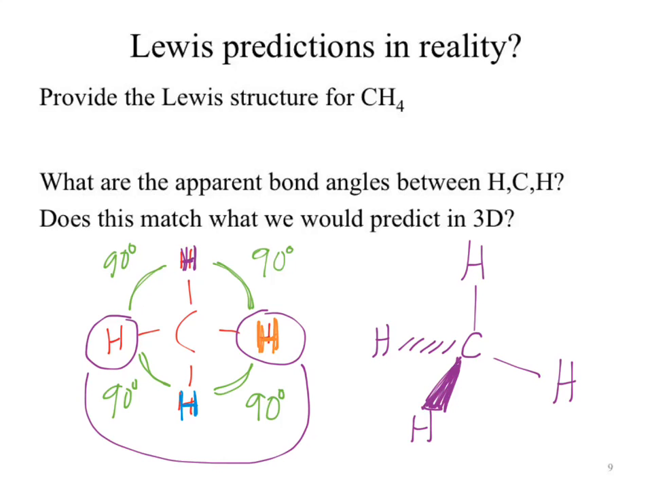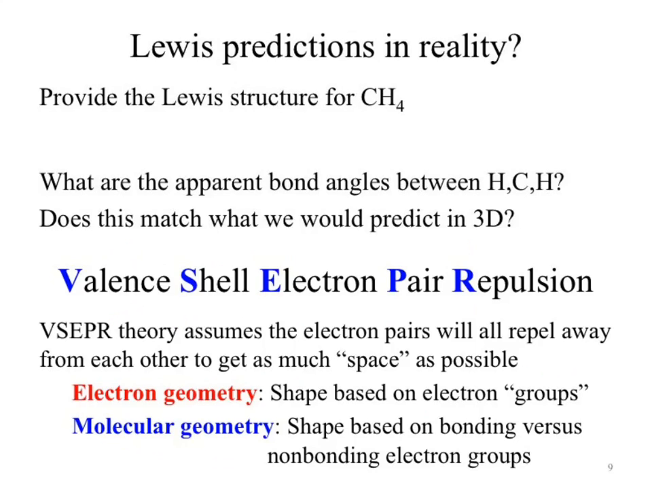So VSEPR theory goes through and explains the shapes of molecules based on how the valence shell electron pairs repel each other. So all we're doing is a very hand-wavy argument saying these things don't want to be near each other, so they repel away. As a first pass, what we end up with is something known as the electron geometry. How many groups of electrons are around an individual atom? That's our electron geometry. The other thing we could look at is the molecular geometry, which is what most people are used to seeing. The molecular geometry is in reference to the atoms.